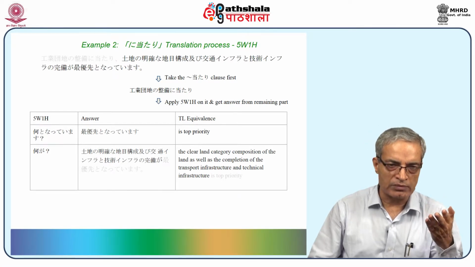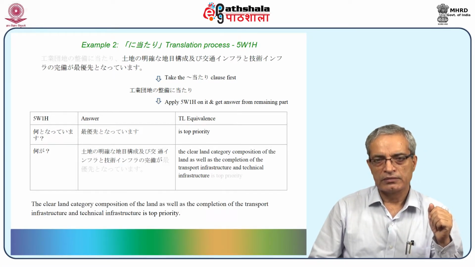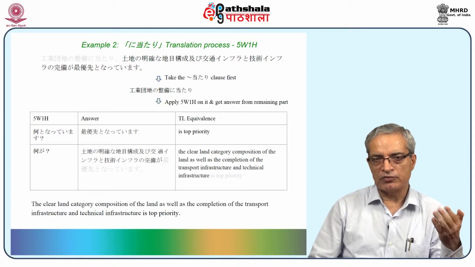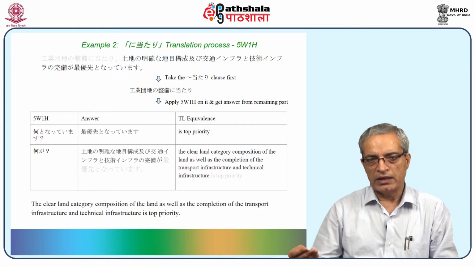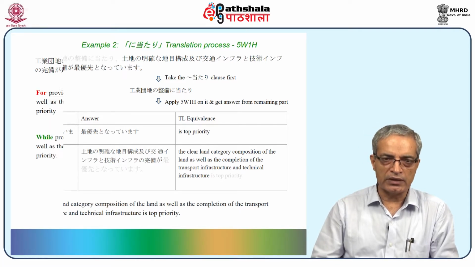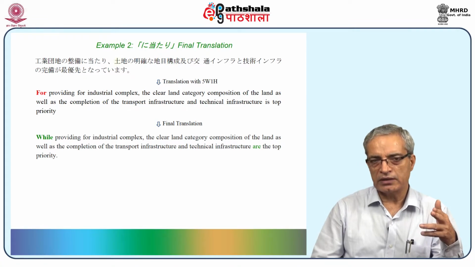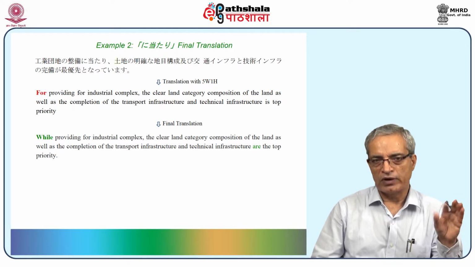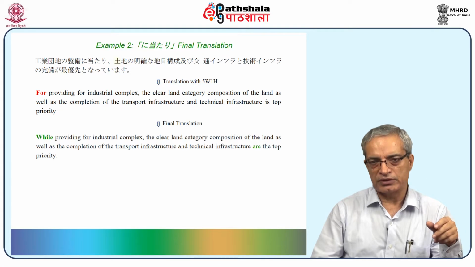And the combination of the two comes as follows. It's just joining only, and that's what comes here. Ni atari is translated as for providing for industrial complex. Now if I put while providing for industrial complex, the clear land category, composition of the land, as well as the completion of the transport infrastructure and technical infrastructure are the top priority. Obviously while is much better, and for means no tameni or for the sake of, whereas while is very much ni atari, while doing so it's referring to a particular period.